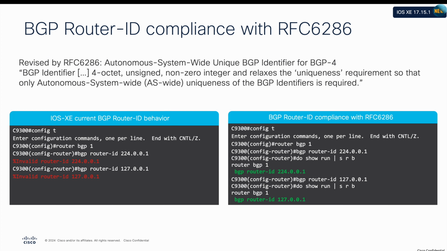Lastly, in terms of infrastructure enhancements built into IOS XE 17.15.1, BGP router ID compliance is present with the RFC 6286 industry standard. So this allows for the configuration of IPv4 multicast and local range addresses as BGP router IDs, in addition to allowing peers with the same BGP router ID and different autonomous systems to establish a BGP connection. By adhering to RFC 6286, this feature improves the flexibility and scalability of BGP deployments, making it easier to manage complex network topologies.